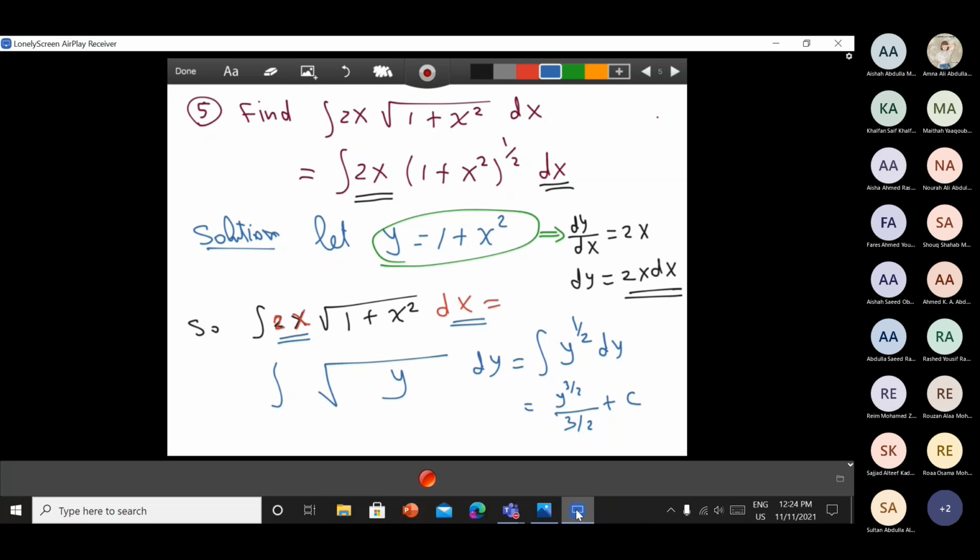Now I finish the substitution. I know y is my substitution to be what? 1 plus x squared to the 3 over 2, over 3 over 2, plus c. This is the integration. I make it very simple when I know what is the right substitution. Okay, let's have another one.